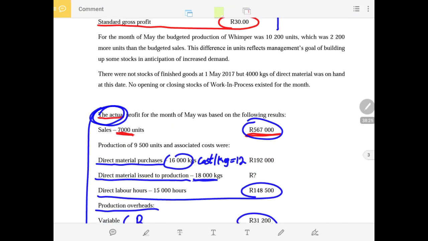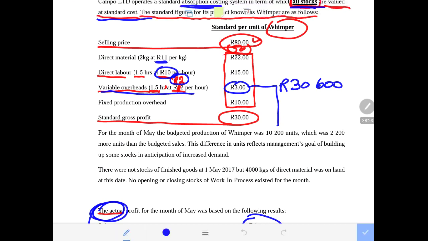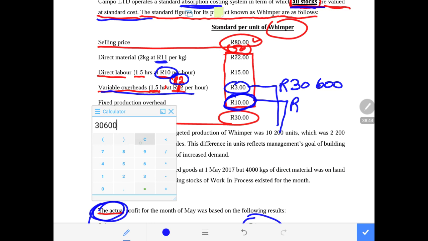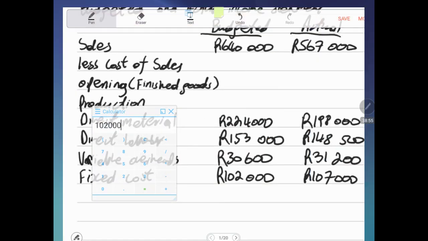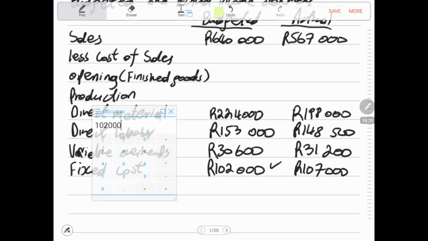But our budgeted fixed overheads was given per unit. It was 10 rand and it was based on production, meaning the base to calculate this POR, predetermined overhead rate, was based on production. So now it's cost per unit, multiply this by the number of units. Therefore now it will be 10 multiplied by 10,200, it is 102,000 rands that will be budgeted, which I've already recorded in my budgeted income statement.